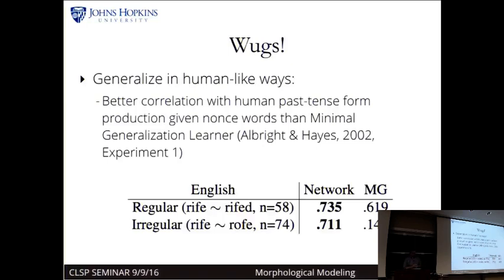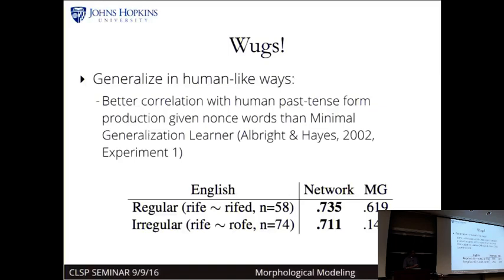So, for example, Albright and Hayes did a WUG test where they gave participants a fake English verb stem and asked them to produce its past tense. So for each stem, they had a particular regular instantiation of that past tense in mind and a particular irregular past tense form in mind. So for example, something like reift for rife would be regular, and rof for rife would be irregular. And then they counted how often the speakers in this experiment produced either the regular past tense form or the irregular past tense form. And there were about 25 speakers who were given each stem.